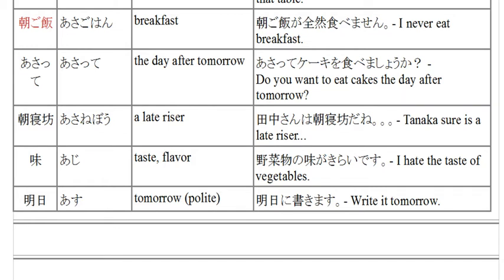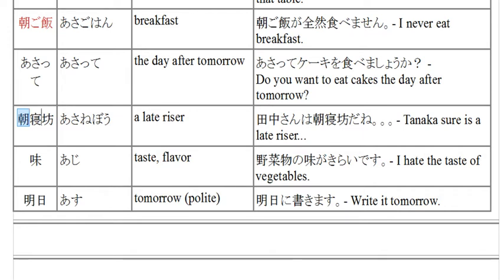So, next word. Asate. Asate. The day after tomorrow. So, asate keiki wo tabemashou ka. Do you want to eat cake the day after tomorrow? So, asate, the day after tomorrow. Keiki, cake. Tabemasu is to eat. So, asate keiki wo tabemasu ka would be are you eating cake the day after tomorrow? But we're saying mashou. So it's like, let's do this thing of eating cake and when are we doing it? Day after tomorrow, cake, together eating, ka? Question. Do you want to eat cake the day after tomorrow?